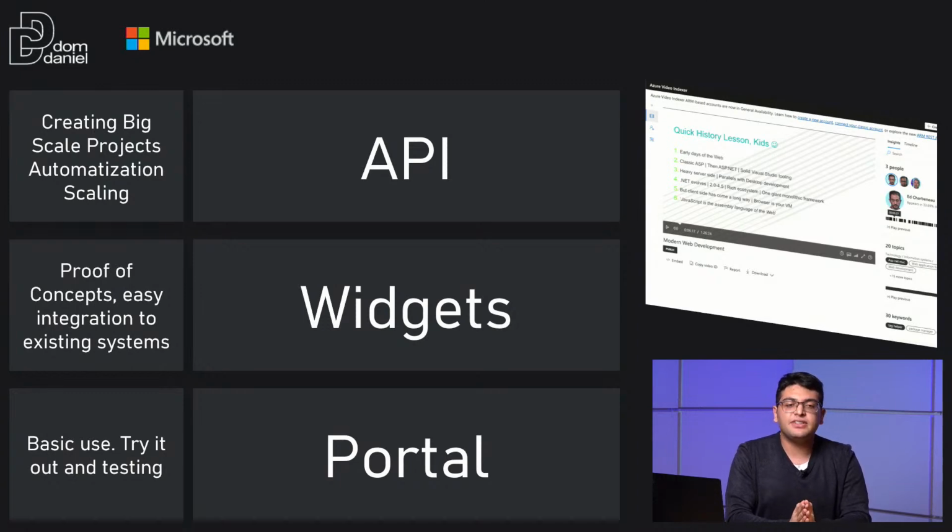And there's widgets which is great for proof of concept projects, and proof of concept projects can easily integrate these widgets like Insights or the player of Azure Video Indexer. And the portal is great for starters, and everybody watching this video can join me during the demo and use the portal to use Azure Video Indexer and its tools. It's very basic, and you don't even need to have a Microsoft account. You can join with a Google account or any other account available.